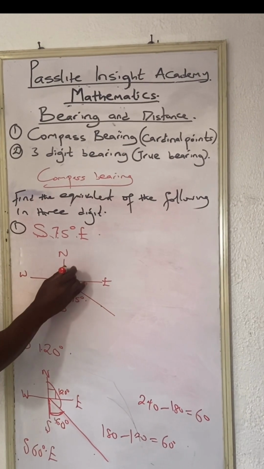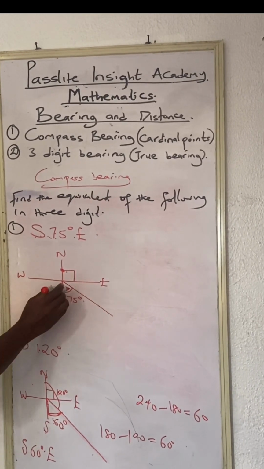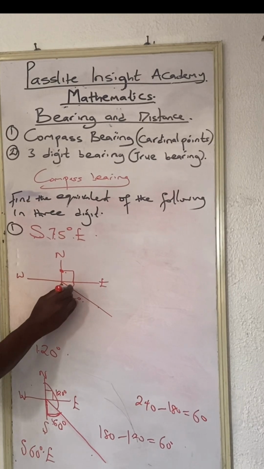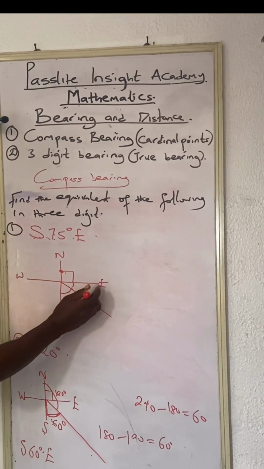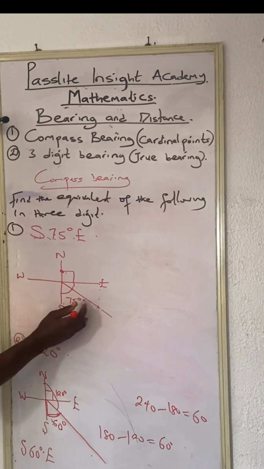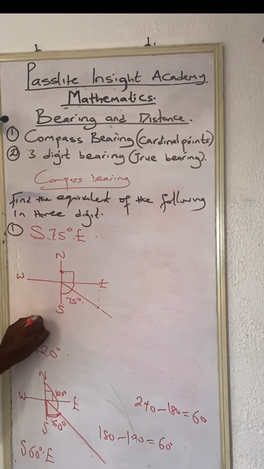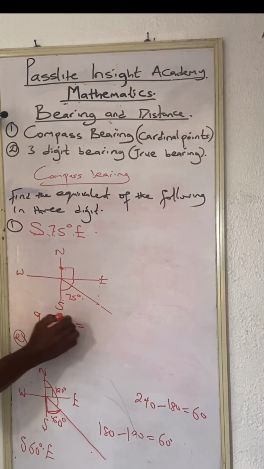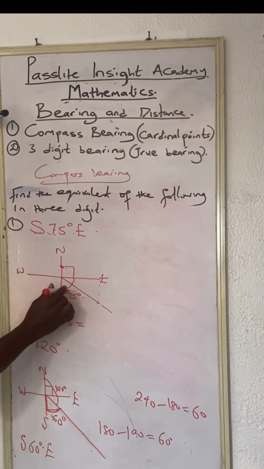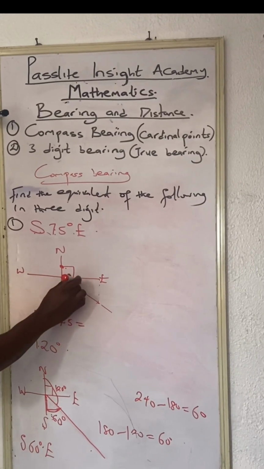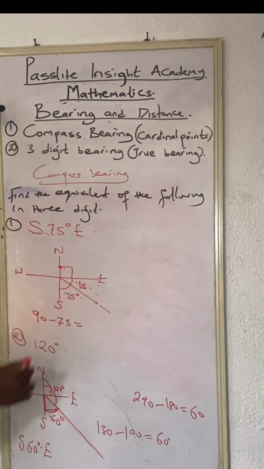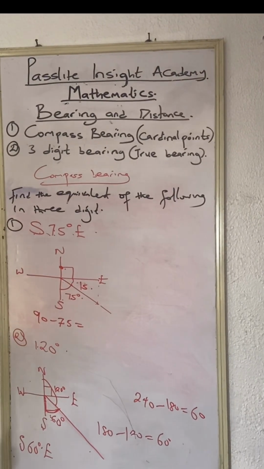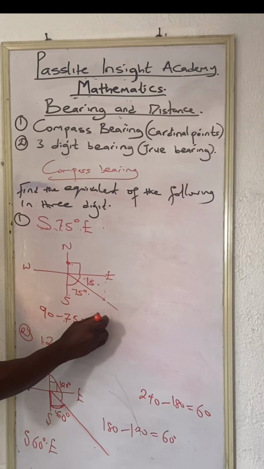So let's go. From here to here is 90. So I'm having 90. Then from here to this place is what? I need this place. If every point is 90, here is 90. So you say 90 minus 25. 90 minus 25 is what? 75. 90 minus 75 is 15. So do you see it now? 90 minus 75 is 15 degrees.